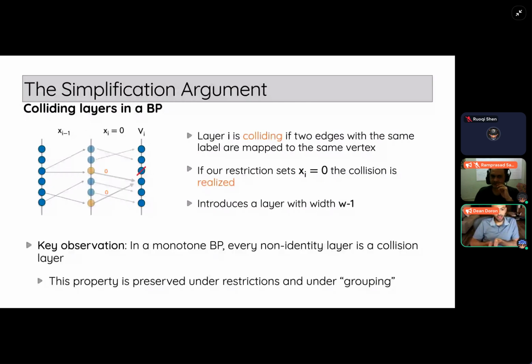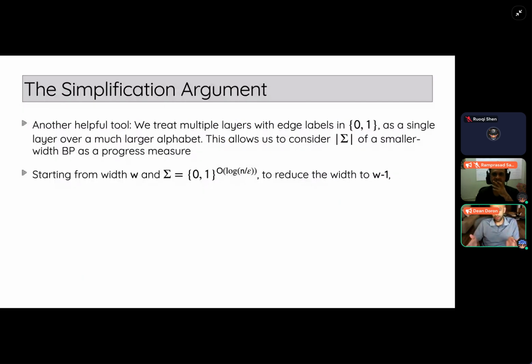And the nice thing is that in a monotone branching program, every non-identity layer, every meaningful layer, is actually a collision layer. Furthermore, this property is preserved under restrictions and under what's called grouping together layers, which is another helpful tool where we treat multiple layers with edge labels in 0, 1 as a single layer over a much larger alphabet. And this simple trick allows us to consider the size of the alphabet of a smaller width branching program as our progress measure for simplification.